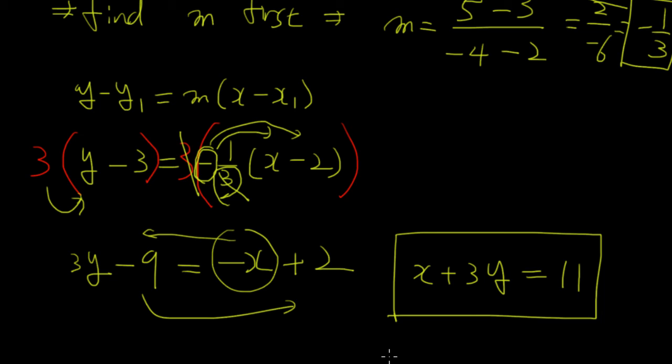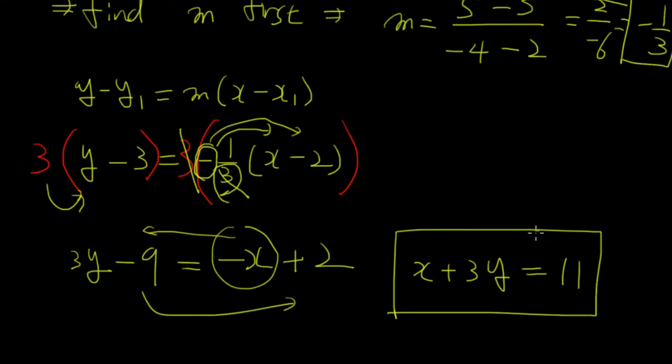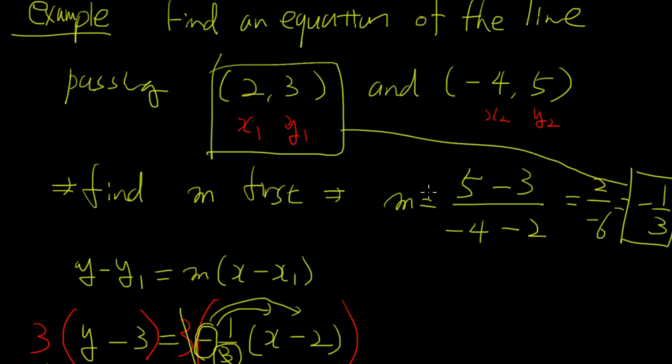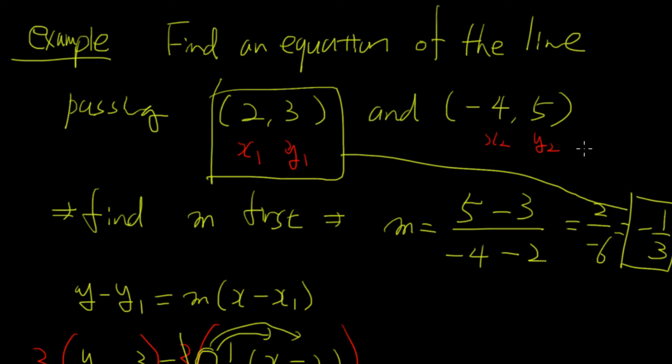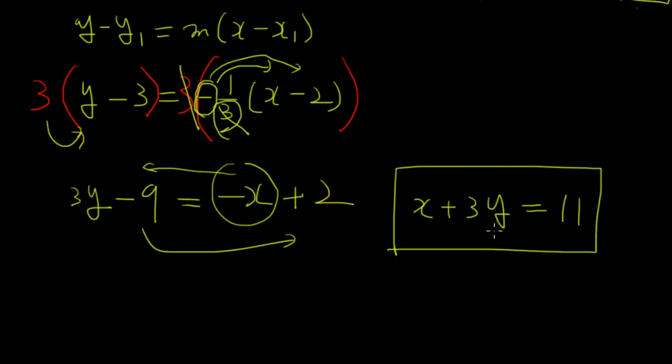So we can figure out the line equation when we have 2 points like that. We have to find the slope first, and then using the slope and one of the points that we have, we can find the final line equation like that. Okay? All right.